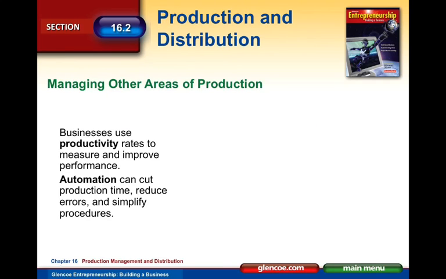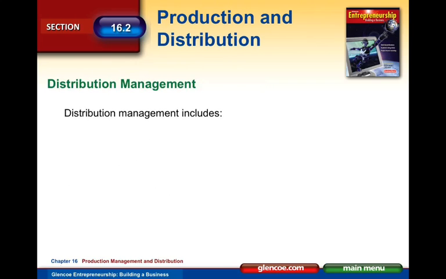All right, so what are a couple of the other areas of that circle? You have businesses in terms of using productivity and automation. And so automation is really cool because it can cut production time, reduce errors, etc. So you want to be able to automate, which means you're lowering labor costs.